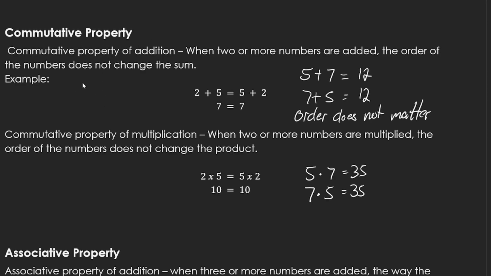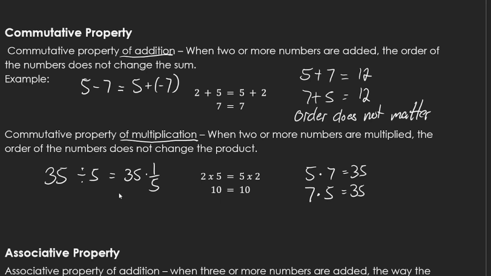Well, you can just say when you're subtracting, it is just adding a negative number. So 5 minus 7 is the same as saying 5 plus negative 7. And since we're in addition, you can just use the commutative property of addition. Same thing with multiplication. What's the difference between 35 divided by 5 and just saying 35 times the multiplicative inverse of 5? Since we're in multiplication, you can just use the commutative property of that.